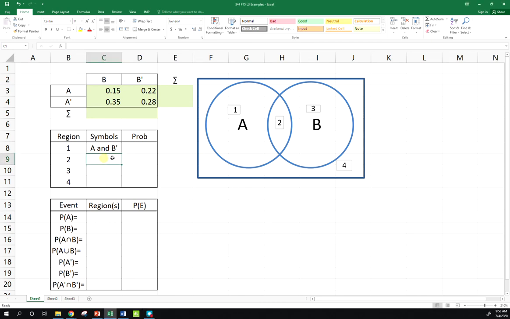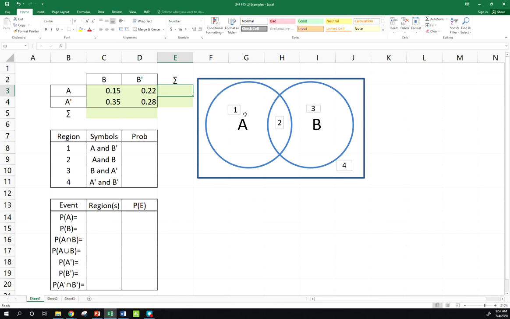So what does region two represent? That is their intersection, A and B. Region 3, that is B and not A. Region 4, that is not A and not B. So how would I find these probabilities? Well, instead of frequencies, I have probabilities up here in the table.